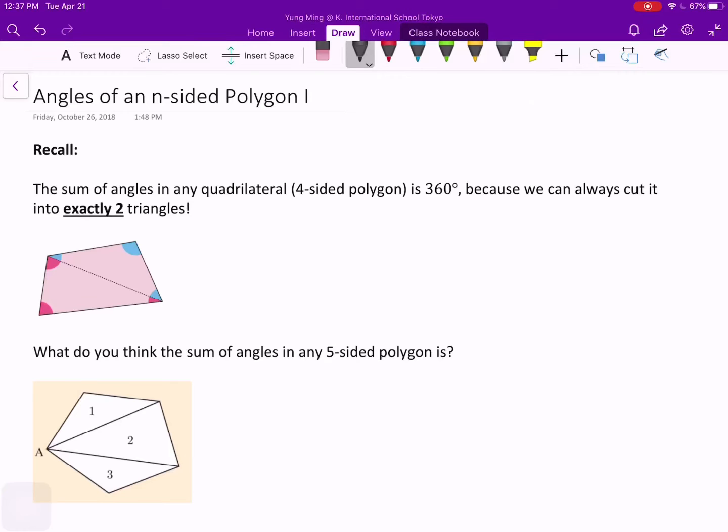Alright guys, welcome back. Today we're going to talk about angles of an n-sided polygon. In the previous lesson, we talked about the quadrilateral, which is a four-sided polygon, having a sum of angles of 360 degrees, because we can always cut it into exactly two triangles, right?